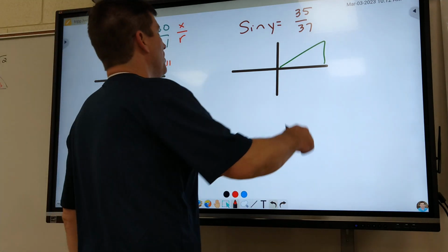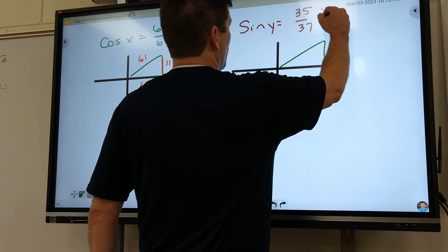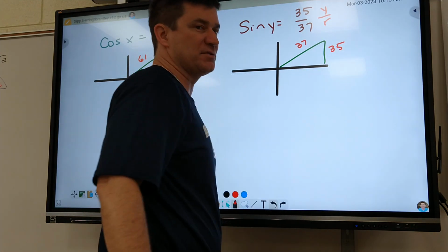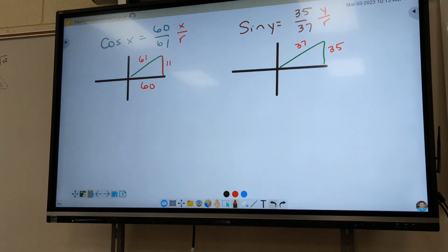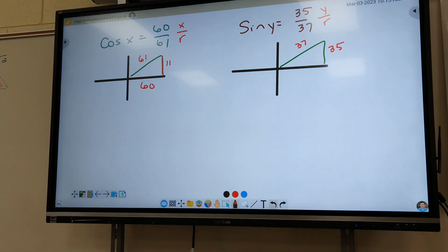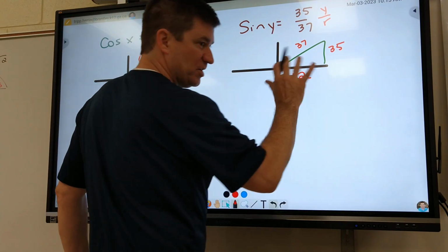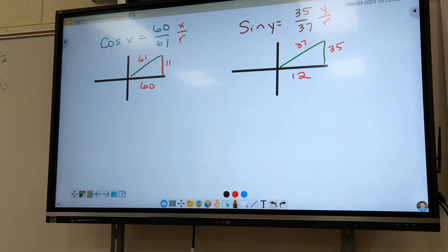This side, my formula for sine is y on top, r on the bottom, so that's 35 on the y-axis, 37 on the radius. It's 12 on the bottom, right? 37 squared minus 35 squared is, yeah, it's 12. So the other side is 12. Y'all shouldn't have any trouble doing that. 7, 8, and 9 are really, really easy.